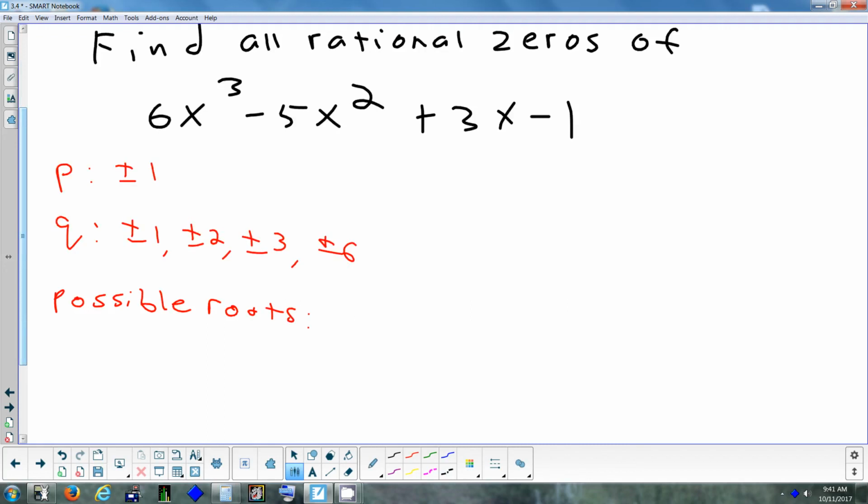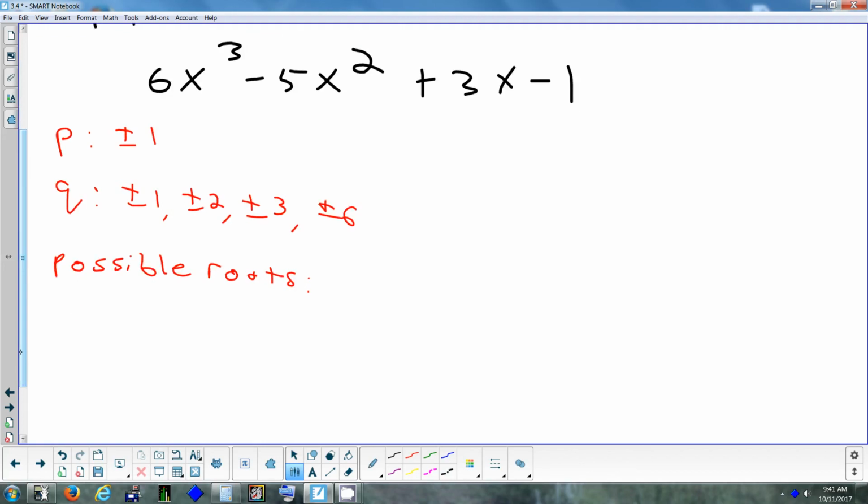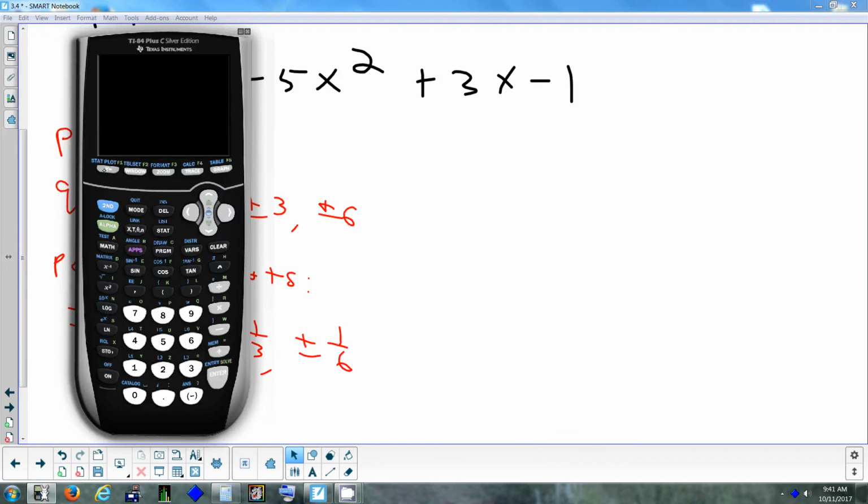How about, Caleb, can you give me my list of possible roots? Plus or minus 1. Plus or minus 1/2. Yep. Plus or minus 1/3. Plus or minus 1/6. Okay, so I only need to look between -1 and 1 when I graph this to narrow the list down.